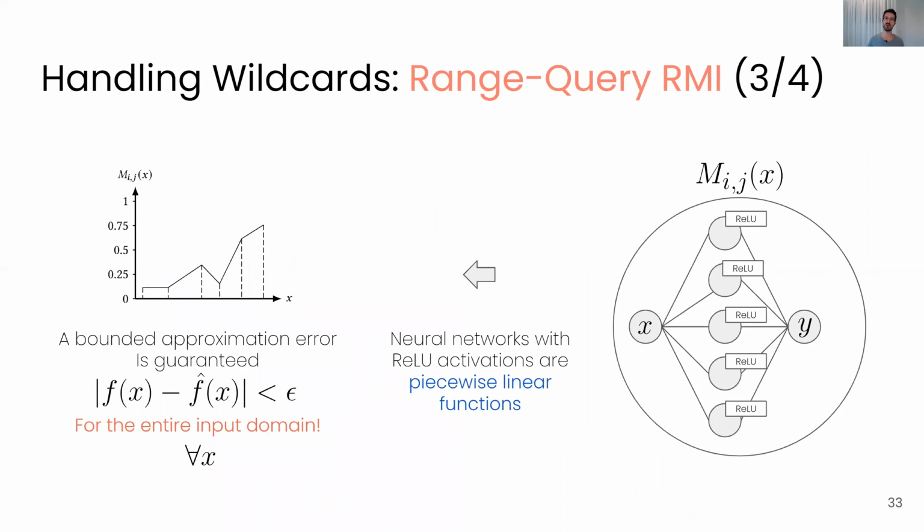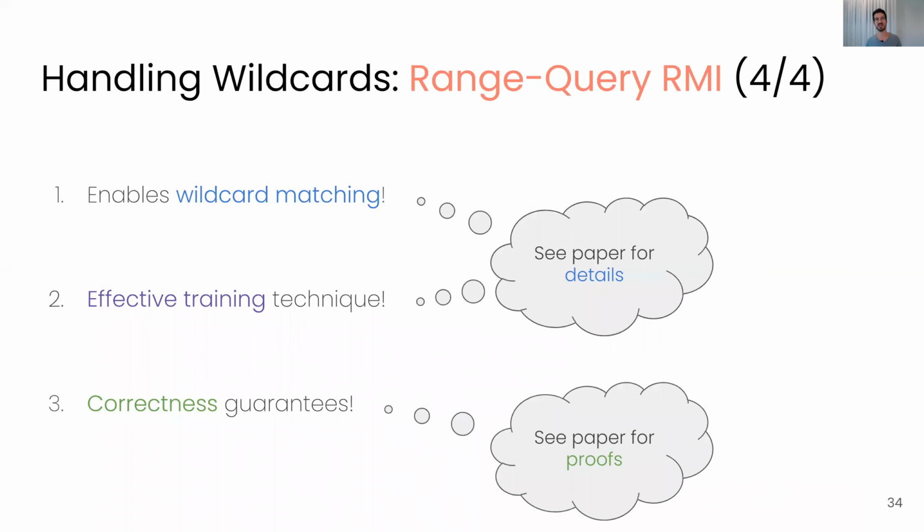The usage of shallow neural networks with ReLU activation functions is important, as they are in fact piecewise linear functions. We prove in the paper that one can guarantee a bound on the approximation error for the entire input domain using piecewise linear function and sampled training. Unlike RMI, we don't need to check all possible inputs for all ranges, just for calculating the error bounds. More details on the RQRMI training technique, error guarantees, and correctness proofs are available in the paper. We now show a rule partitioning algorithm for handling overlaps and the high dimensionality of classification rules.